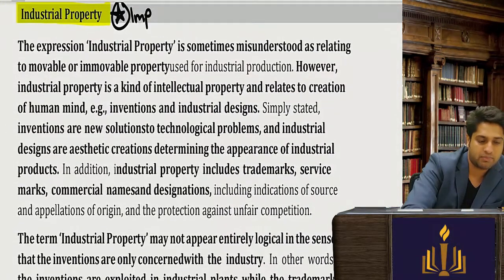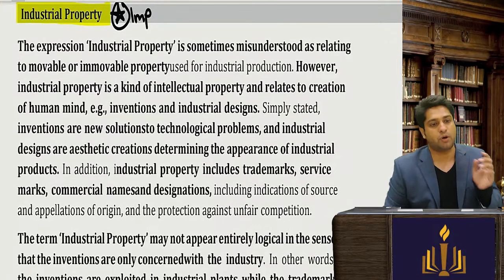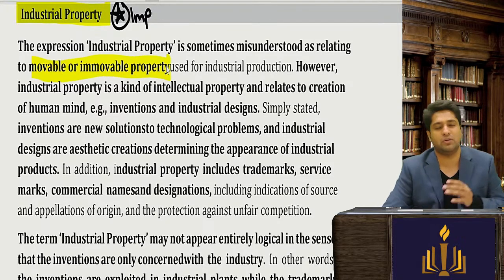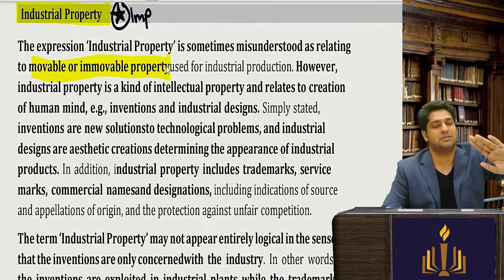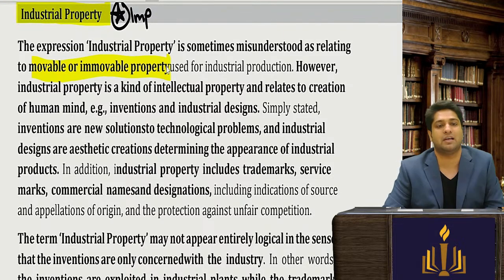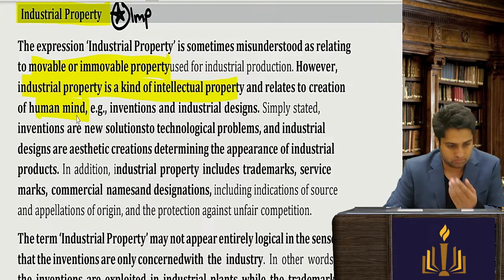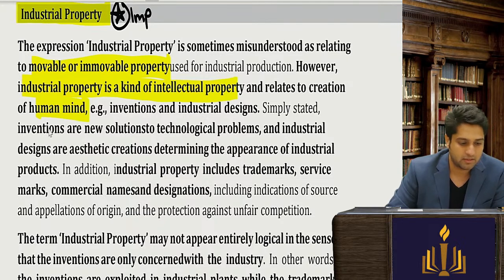Now coming to the industrial property, a few points and we will be able to build it out. Industrial property is sometimes misunderstood as relating to movable or immovable. Obviously we know that tangible and intangible is there. In intangible we have industrial property. Industrial property is a kind of intellectual property that is related to the human mind.